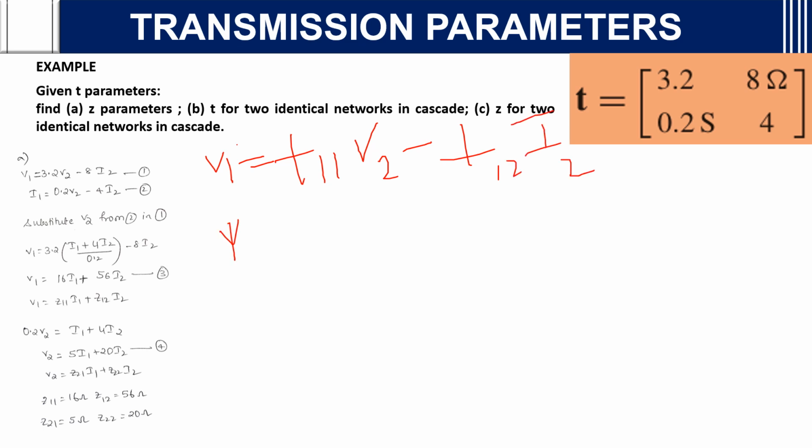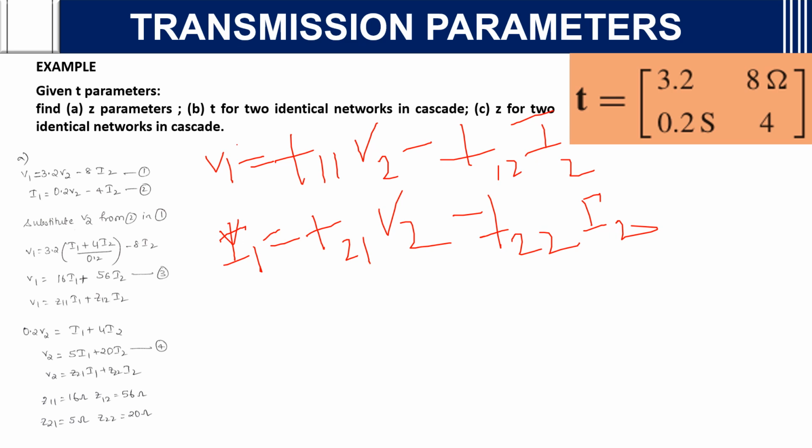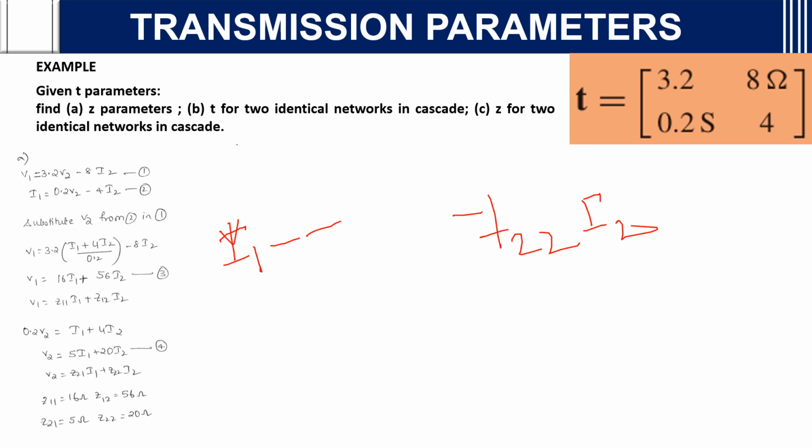Then I1 is equal to T21 V2 minus T22 I2. So when you know this, you can write the T parameters, which are in the form of a matrix, as equations. Nothing but V1 is equal to 3.2 V2 minus 8 I2. Then I1 is equal to 0.2 V2 minus 4 I2.